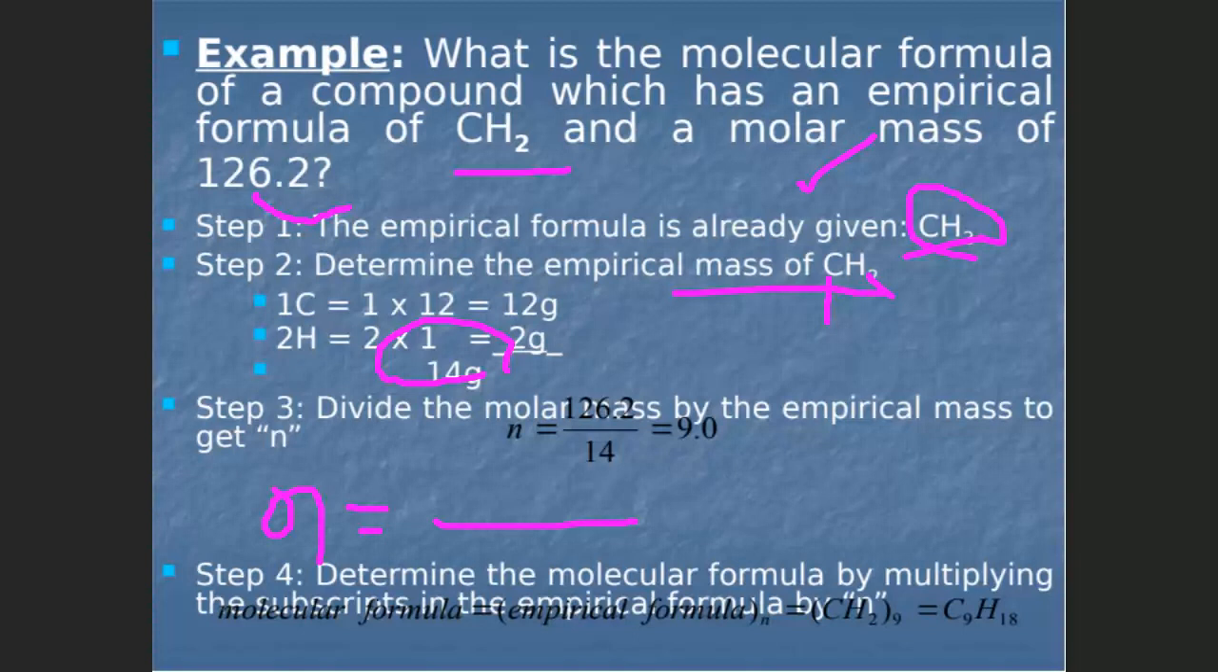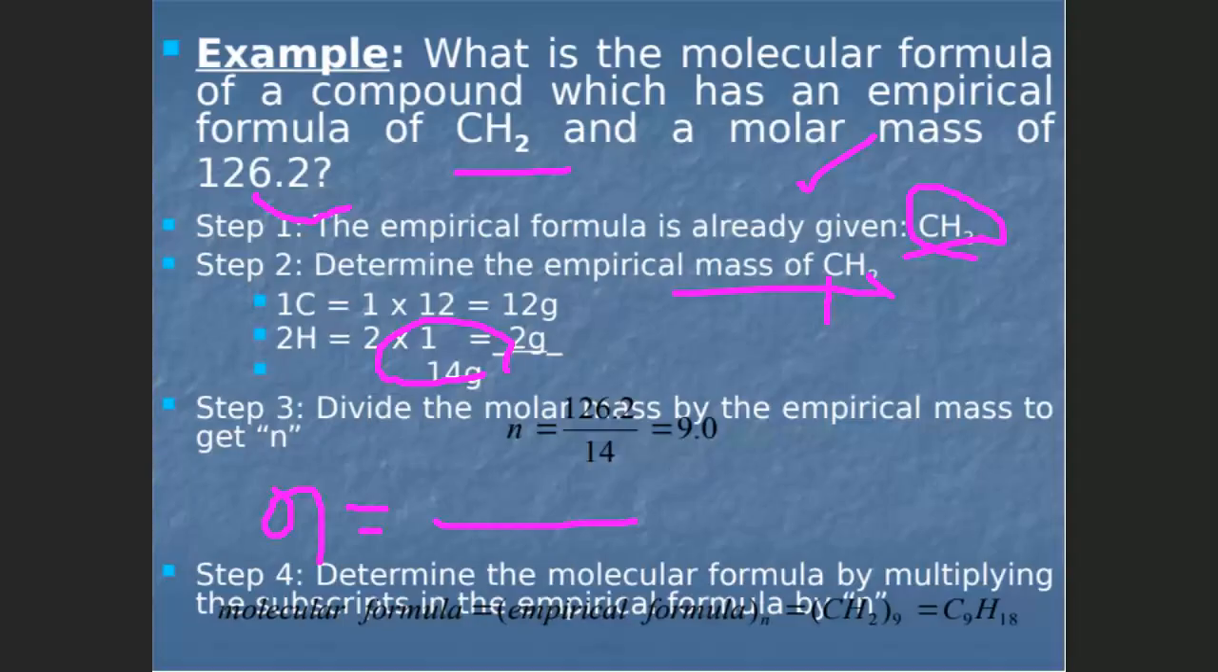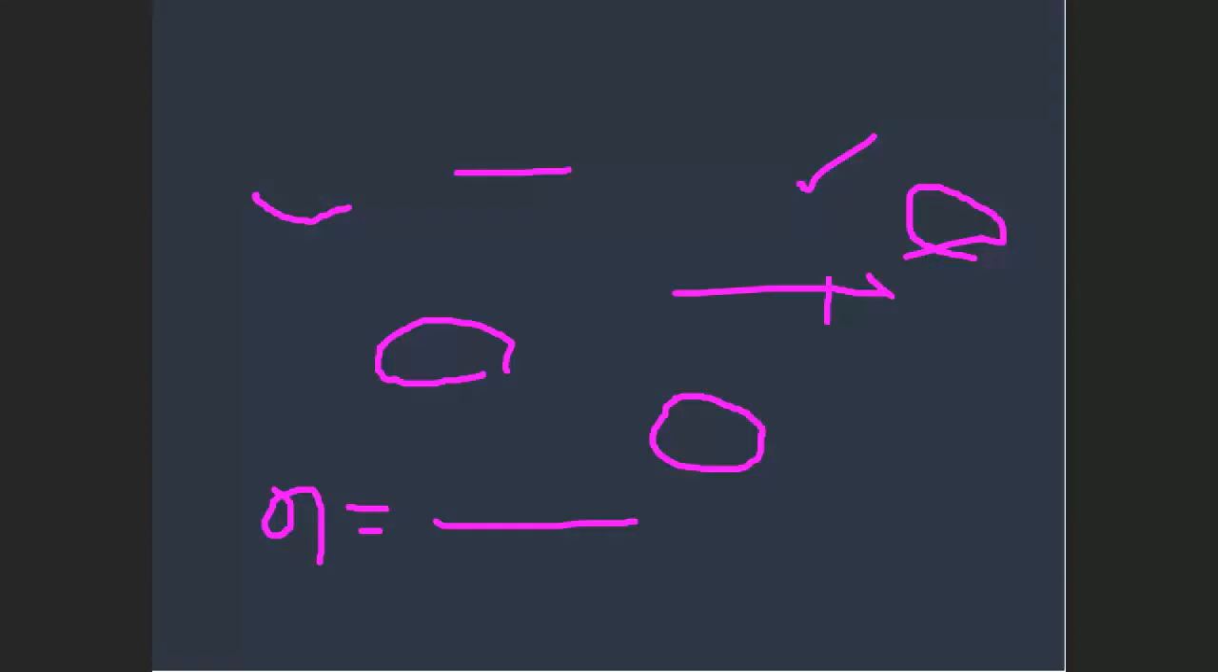Then we can calculate n. Go back to the formula again: molar mass divided by mass of empirical formula. We have the molar mass 126.2. Most of the time the molar mass is given. If it is not given, then you have to calculate it. So 126.2, and the empirical mass of CH2 is 14. That means n equals 126.2 divided by 14. If we do that, we get n equal to 9.